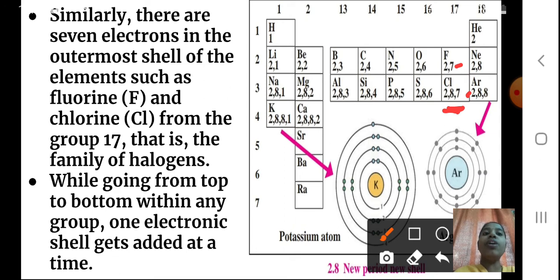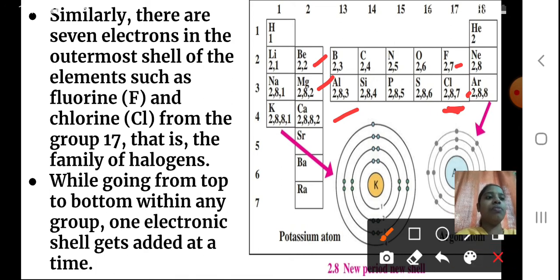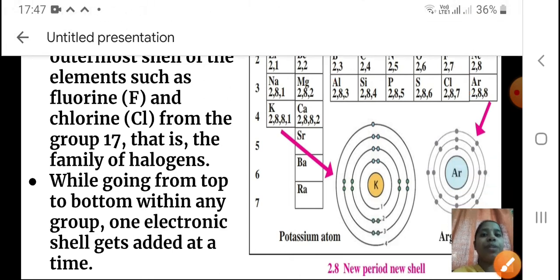While going from top to bottom within the group, one electronic shell gets added at a time. If you see from up to down, for example, beryllium has 2 shells, magnesium 3 shells, calcium 4 shells. So like this, one shell gets added at a time. Okay students, so we'll proceed. I hope till here it's clear.